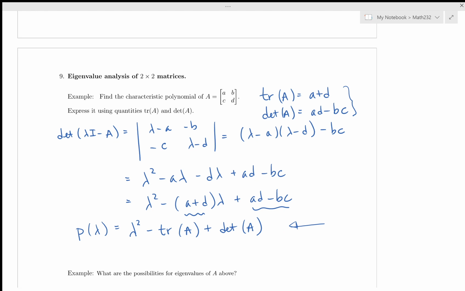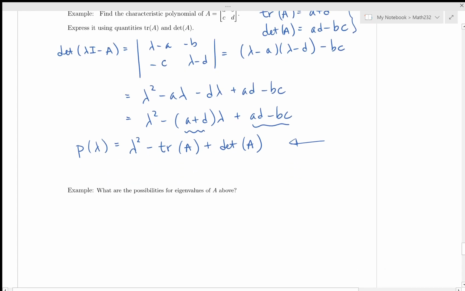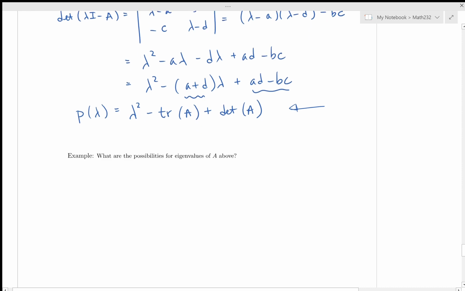Okay, so we now have the general case sitting there. So what are the possibilities for the eigenvalues of A above? Well, there are three possibilities. It's a quadratic, and we find the eigenvalues by setting this thing equal to 0, and the possibilities are determined by the values of the discriminant here, that which is b squared minus 4ac in the quadratic equation.